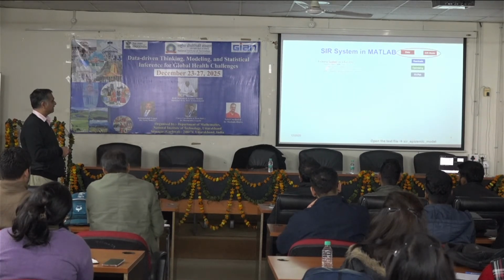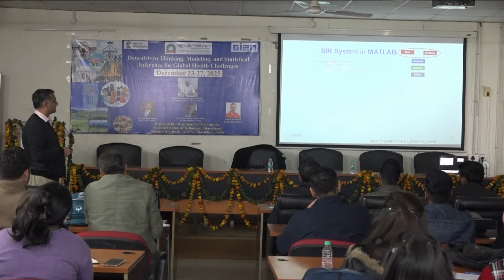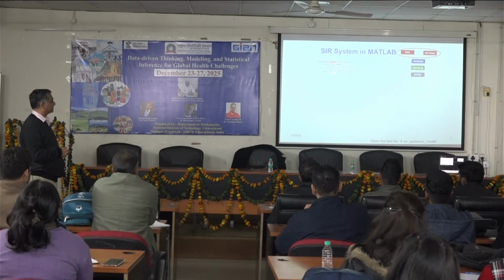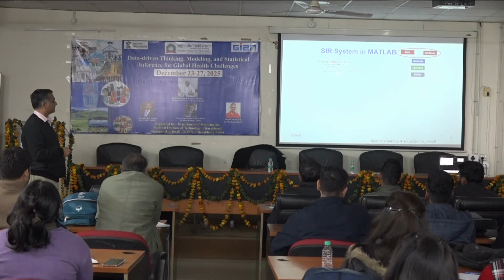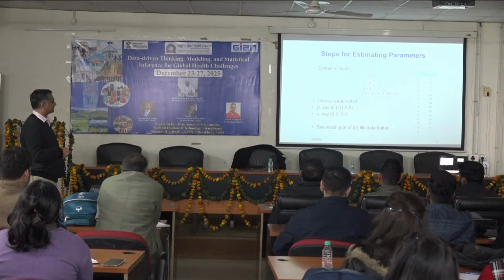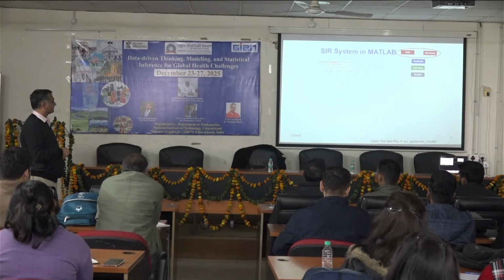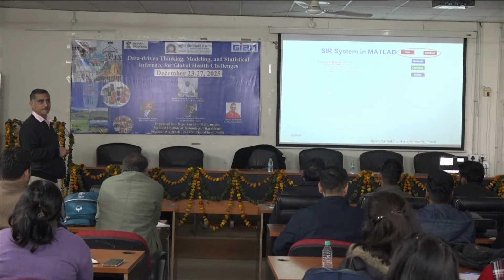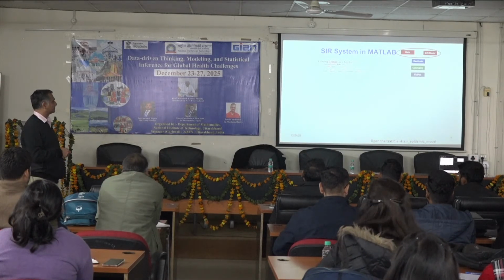So beta and gamma are parameters, and S, I and R are the compartments. These are the three equations: minus beta S I, plus beta S I and minus gamma I, plus gamma I. Beta S I, gamma I and gamma I here. So those are defined in this differential equation. This is a differential equation and this is the system.